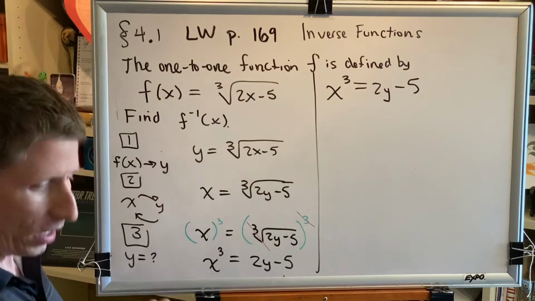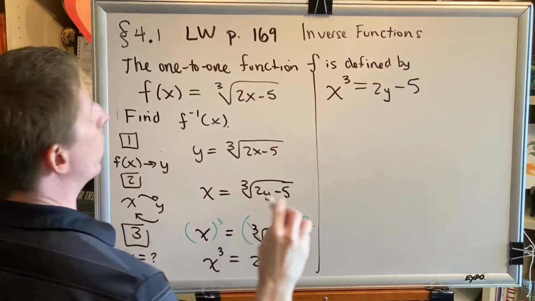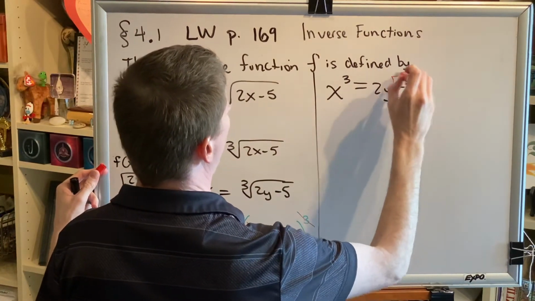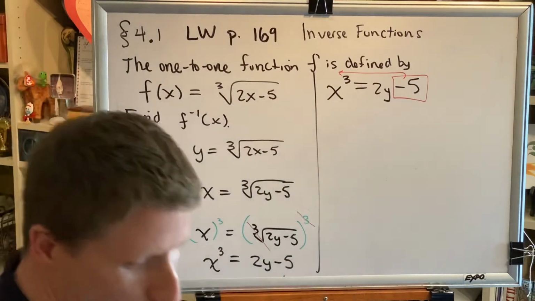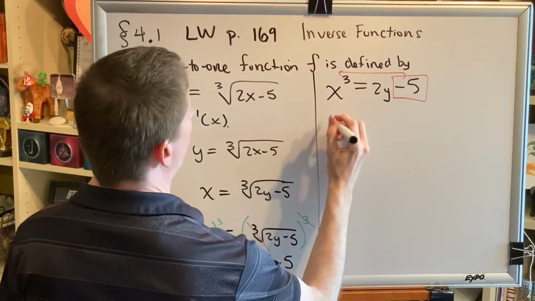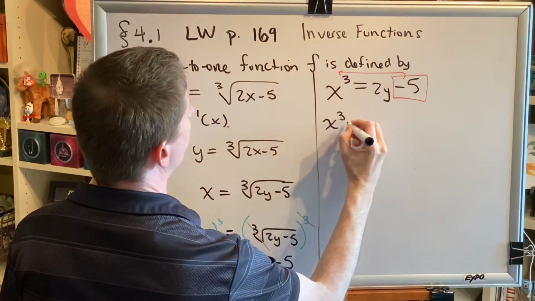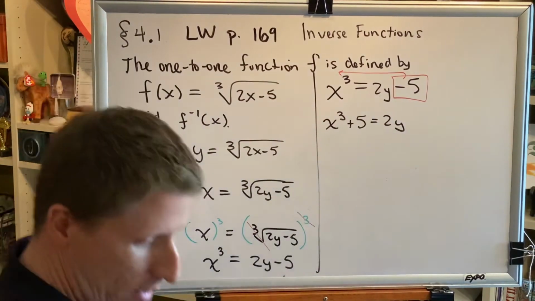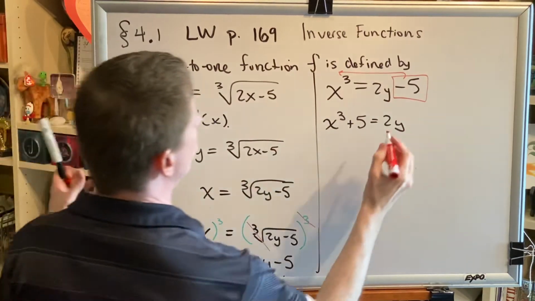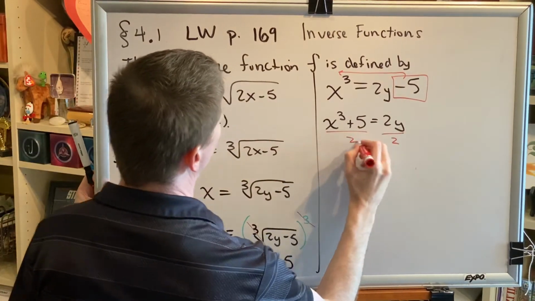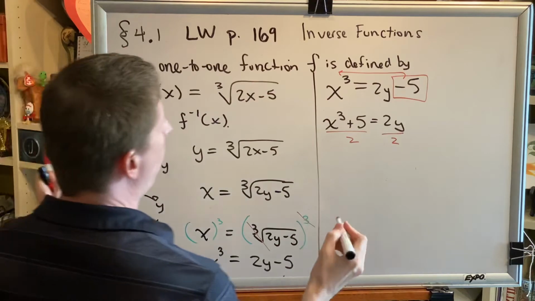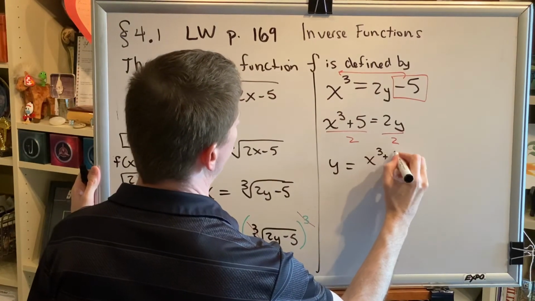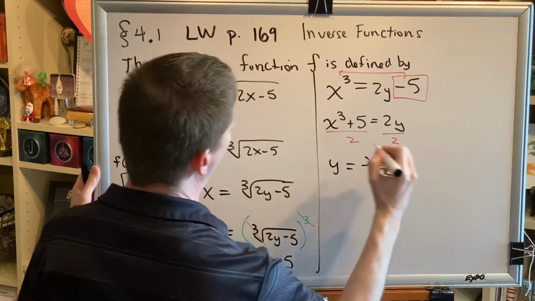All right, let's continue. So we have x cubed is equal to 2y subtract 5. We want to get y alone. So that means we want all terms that have y on one side and all terms that do not have y on the other. So let's just move this subtract 5 to the left. It becomes positive on the left side, so we'd have x cubed plus 5 equals 2y. And then we can divide both sides by 2. And that tells us what y equals. Y equals x cubed plus 5 all divided by 2.